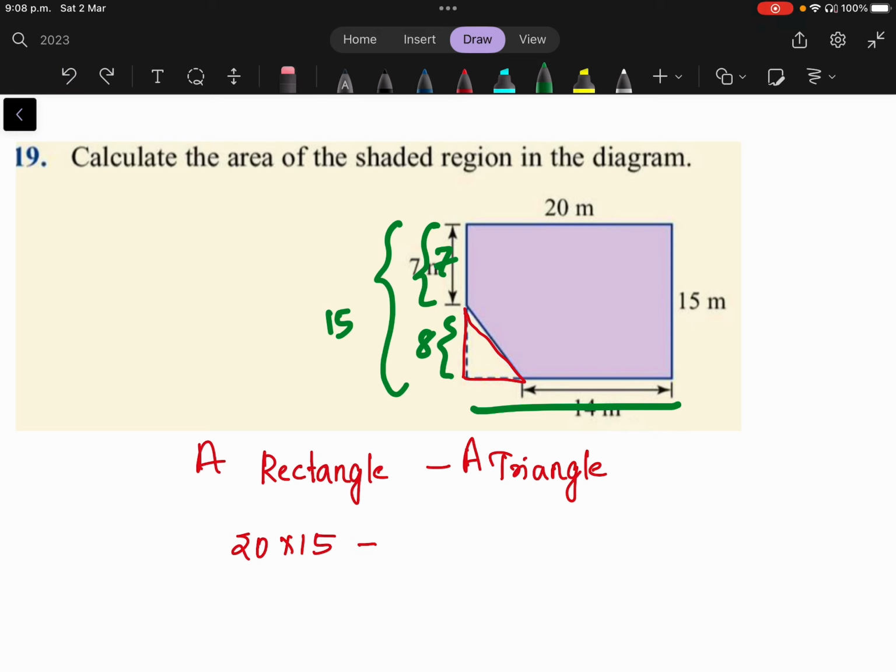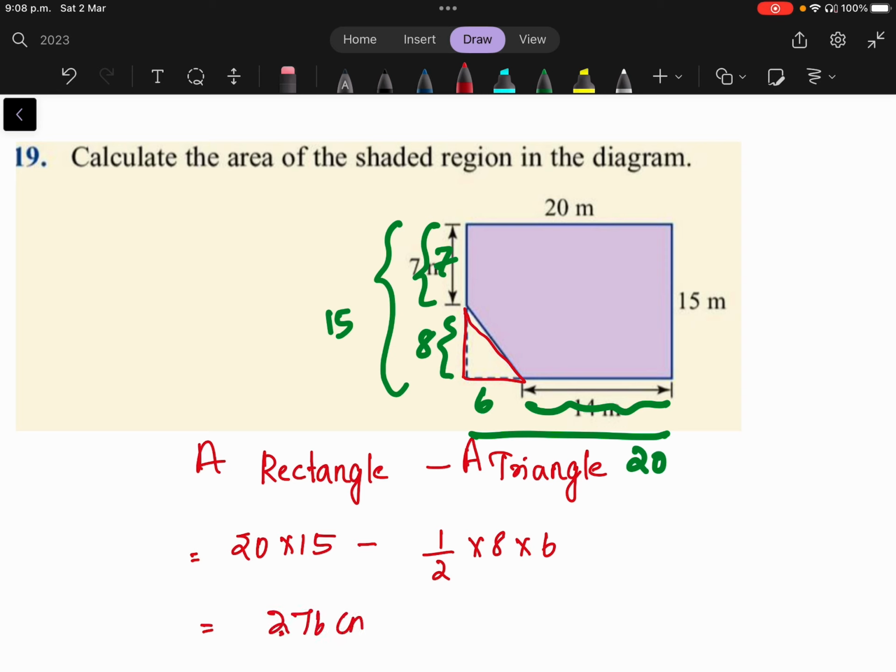Sorry, this is getting rubbed off, so let me just remove that. So the total is 20, this distance is 14, so this will be 6. So area of a triangle is equal to half times 8 times 6, and then you put this into the calculator, you will get 276 centimeter square.